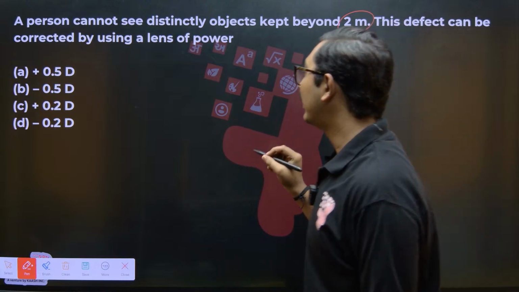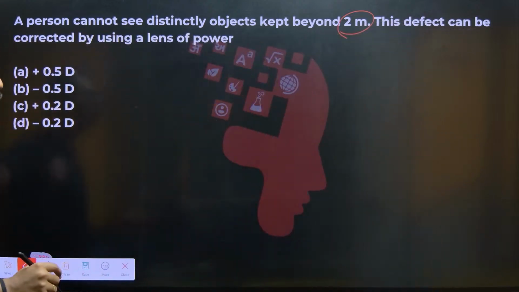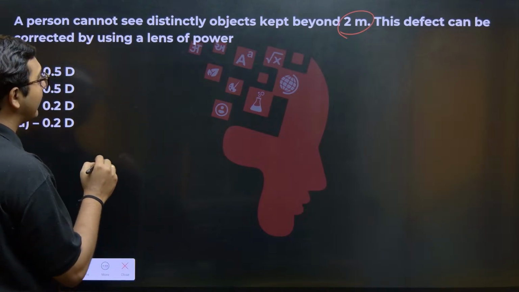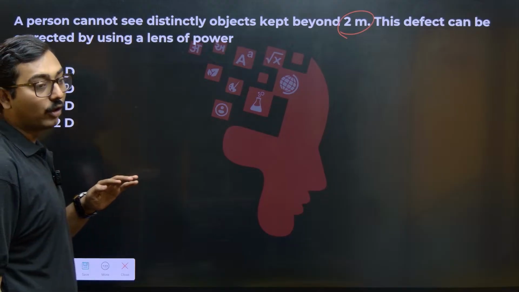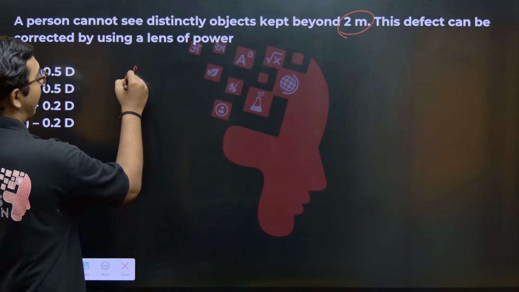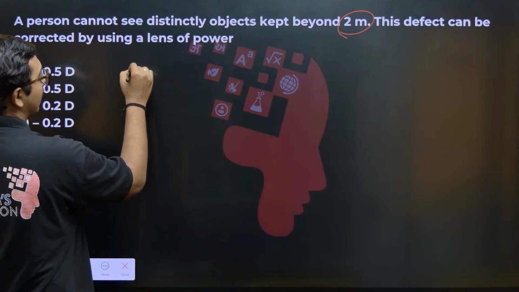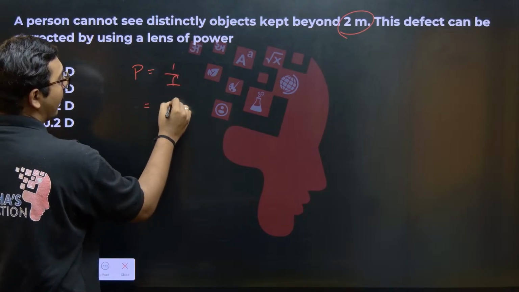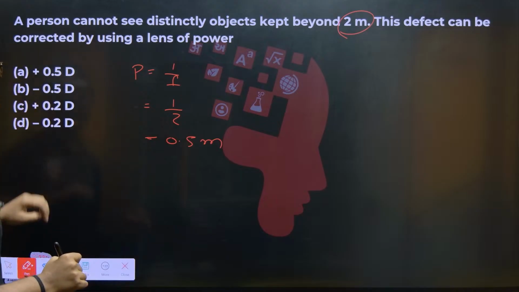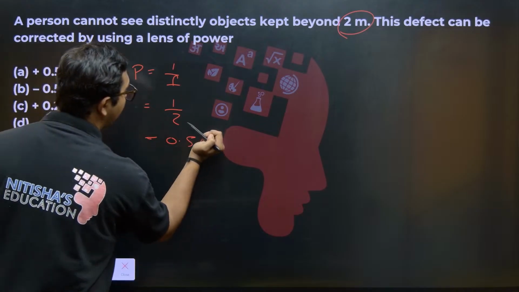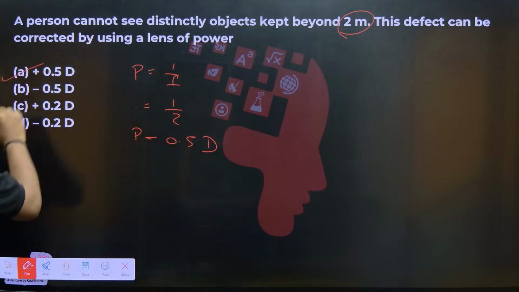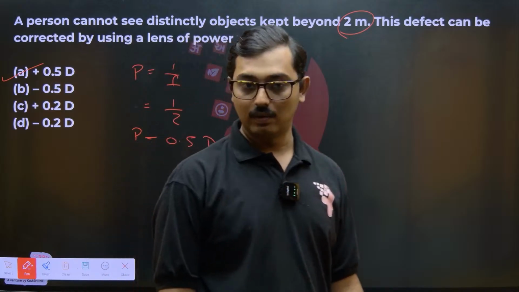Let us check. The person cannot see distinctly objects kept beyond 2 meters. The defect can be corrected by using a lens of the power. Beyond 2 meters, it is saying to us, so he is not able to see objects which are far away from him. So P is equal to 1 over F, 1 over 2, 0.5 meter. Okay, 0.5 diopter, my mistake, because 2 is in meters. 0.5 diopter, so our answer is A.